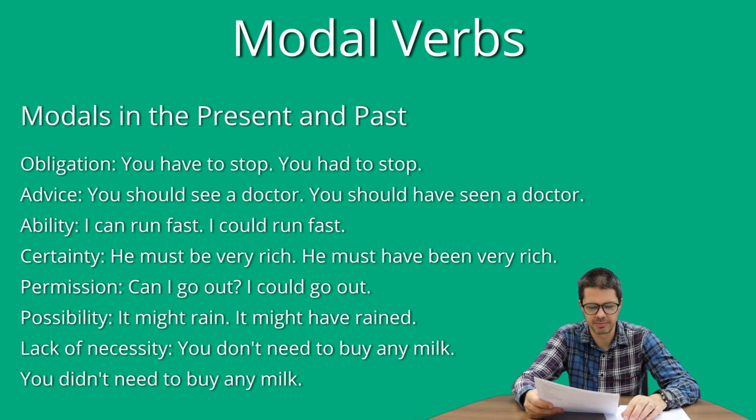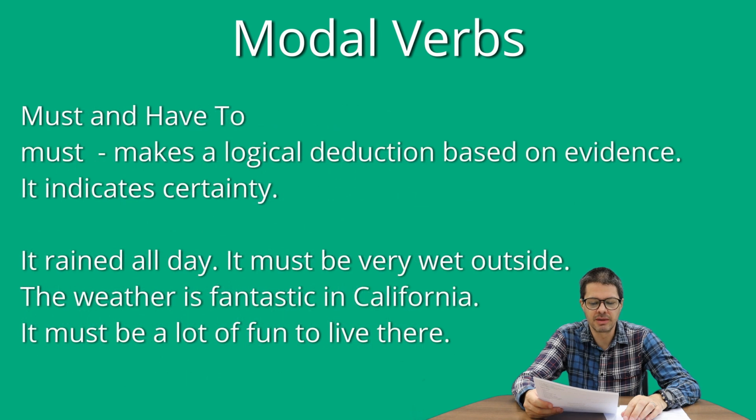I feel like I'm just listing stuff today. Falling asleep, I apologize. Let's talk about must and have to. Must and have to mean the same things, right? For must, we use it to make a logical deduction based on evidence. It indicates that the speaker is certain about something. It rained all day. It must be very wet outside. Or the weather is fantastic in California. It must be a lot of fun to live there.